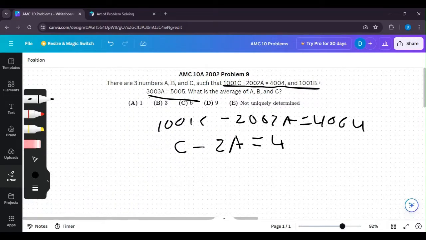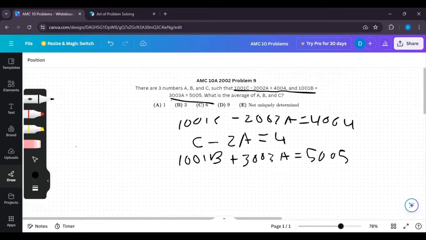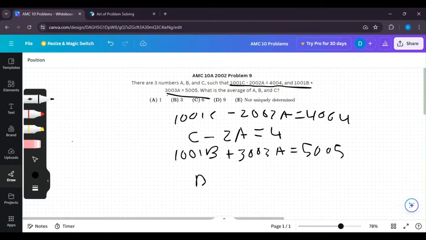And we can do the same for the other equation. So 1001b plus 3003a is equal to 5005. And we can divide by 1001 again. So it's b plus 3a, which is equal to 5. So we have these two equations right here. c minus 2a is equal to 4. b plus 3a is equal to 5.